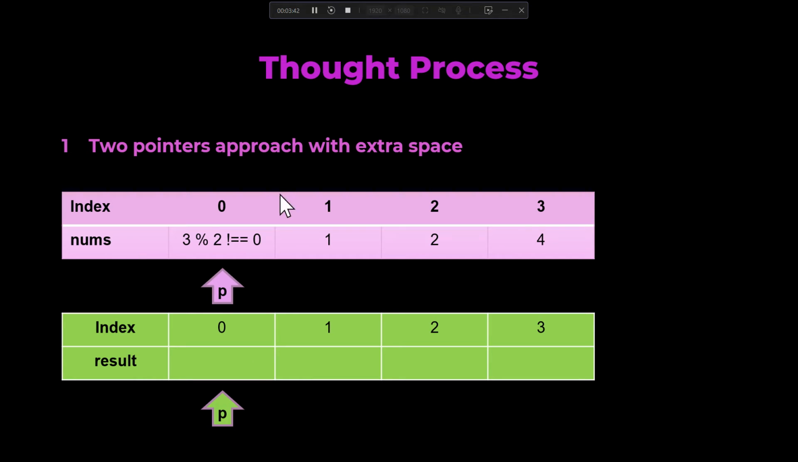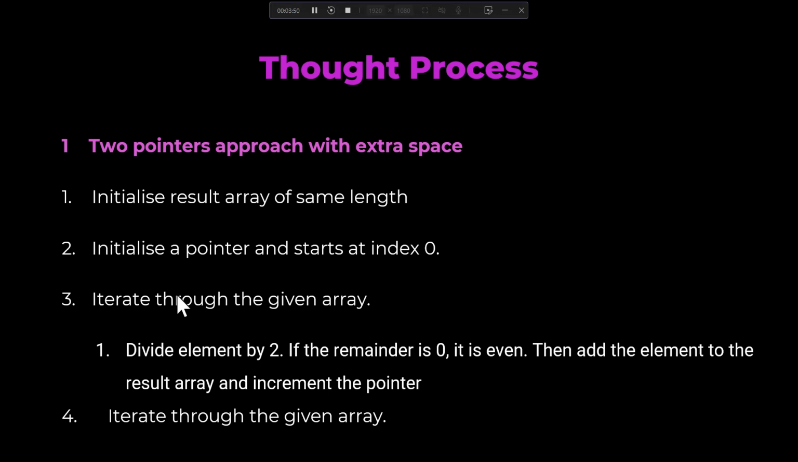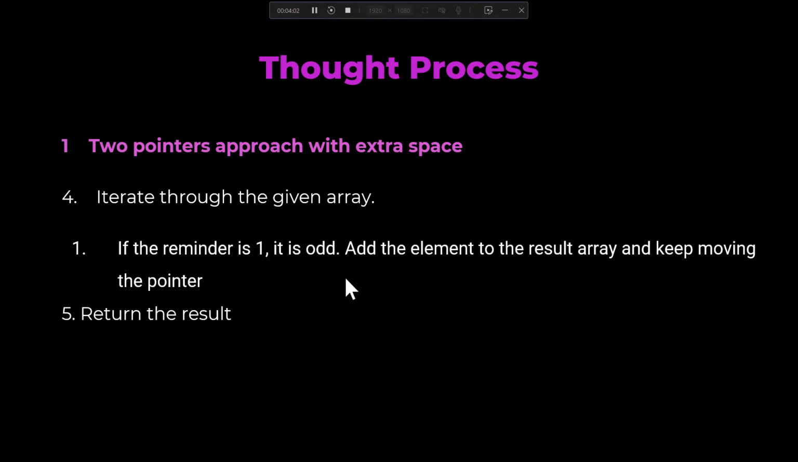We have seen that there are two steps that we are going to go through, so we will iterate through the given array 2 times. The first step is we will check for the even. In the second round, when we go through the array, we will be checking for the odd.